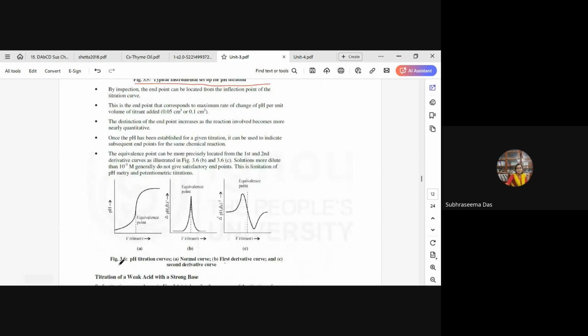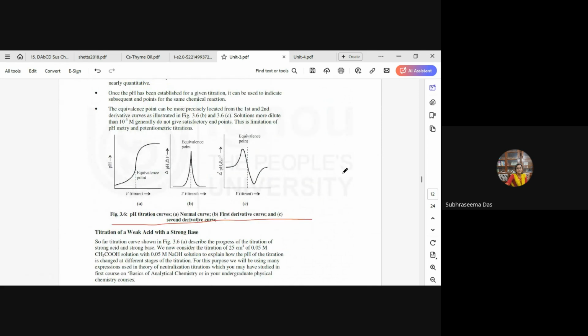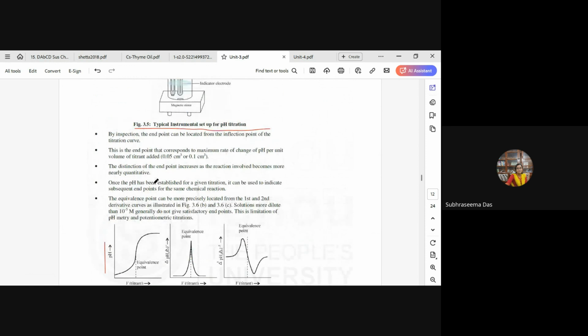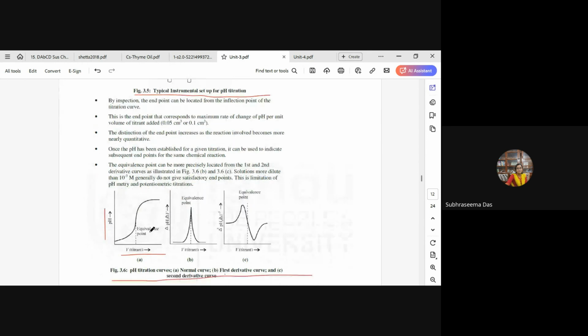This is what we see in figure 3.6. We can say this is a pH titration curve. On the x-axis, we have the volume of the titrant that is added from the burette, and on the y-axis, we plot the pH. Since from figure 3.6a the calculation of the equivalence point becomes very difficult, we plot a graph of dpH by dV, shown in figure 3.6b. From this figure 3.6b, we can see that the equivalence point can be calculated from this point. So this is how it becomes easier.